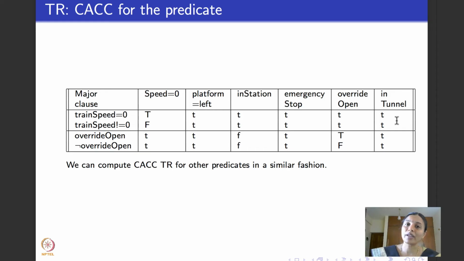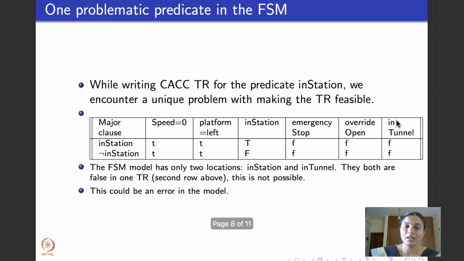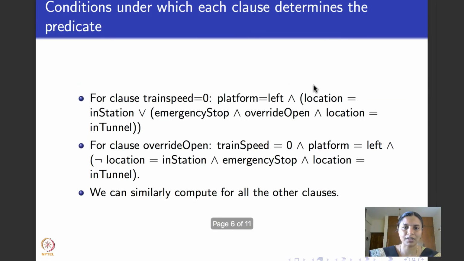In fact, you could find several other errors. Here is one more. Suppose I try to write a CACC TR test requirement for another clause, in station, which is here, which is one of the clauses that come in the predicate.